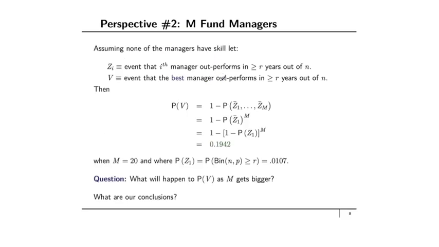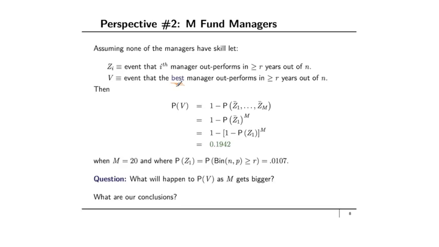So let's answer this second question. We're going to assume none of the managers have skill. We're going to let Zi be the event that the ith manager outperforms in r years or more out of the n years. We're going to let V be the event that the best manager outperforms in r years out of n or more. Then what we're interested in is the probability of V.